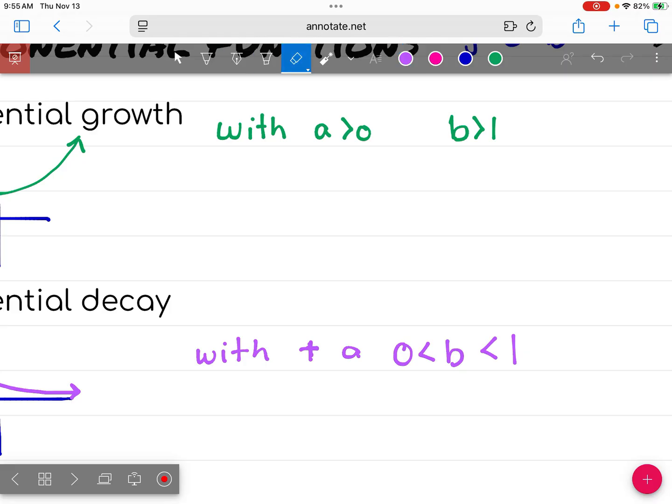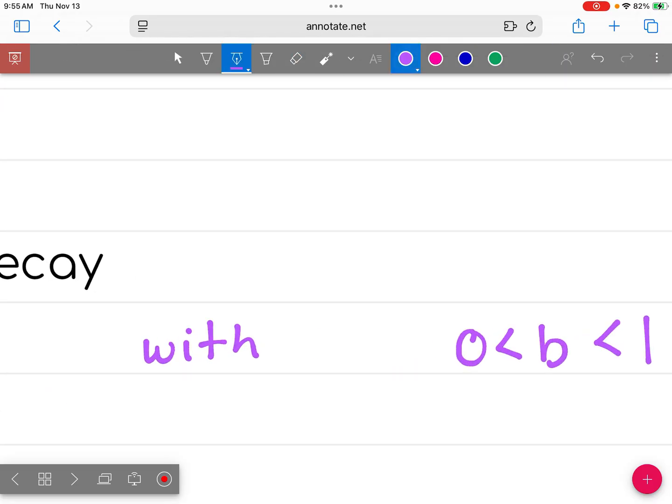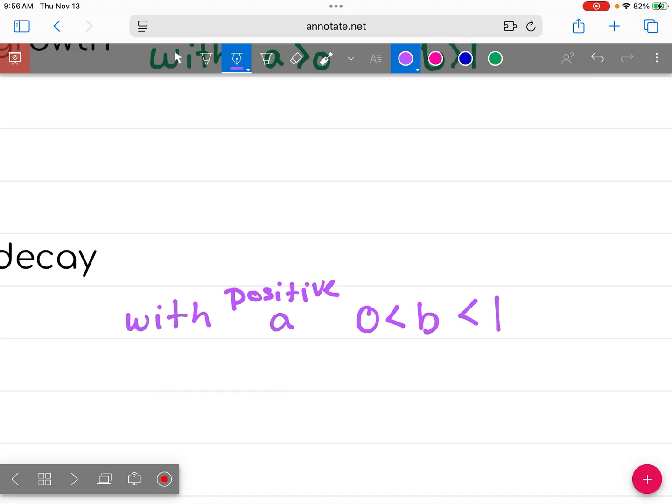I don't like the plus on the a. It just looked weird, so I'm just saying with a positive a. You can word it whatever way you want. So that would mean our b value is small. It is getting smaller and smaller and smaller as it goes.